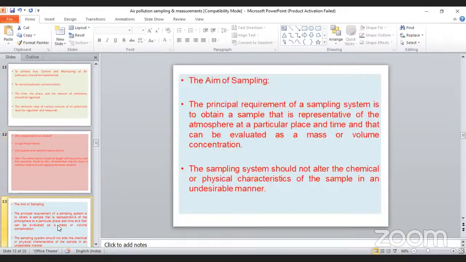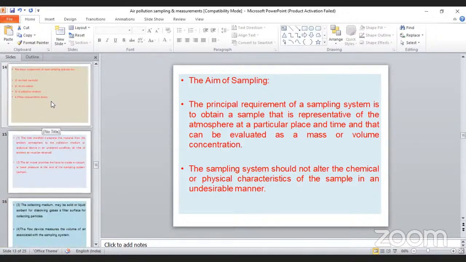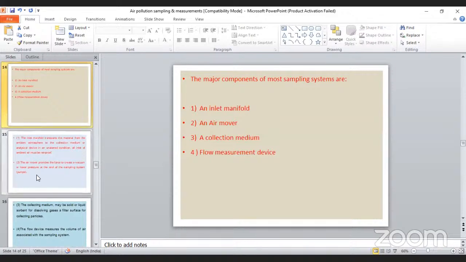And the aim of sampling: the principal requirement of sampling systems is to obtain a sample that represents the atmosphere at a particular place and time that can be evaluated as a mass or volume concentration. That means milligram per meter cube or meter cube per meter cube, something like that. The sampling system should not alter the chemical or physical characteristics of the sample in an undesirable manner. This is very important because if it changes, any quantification we make will not be helpful at all. Isn't it?